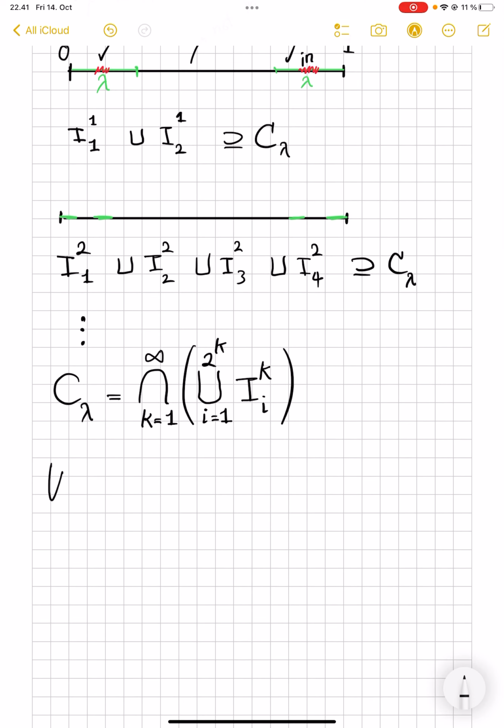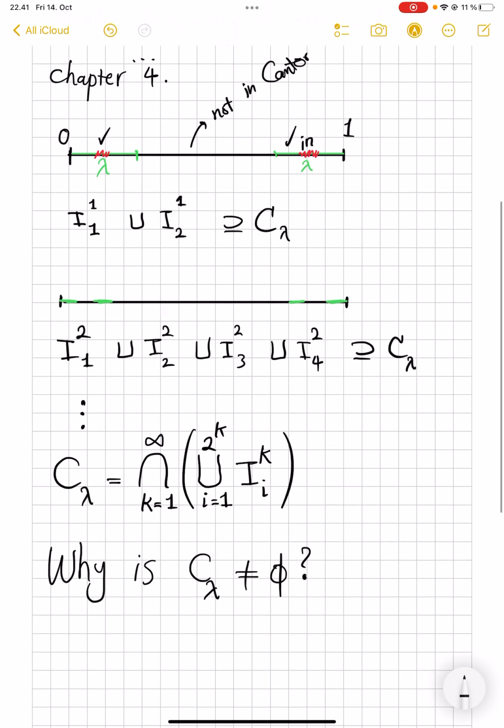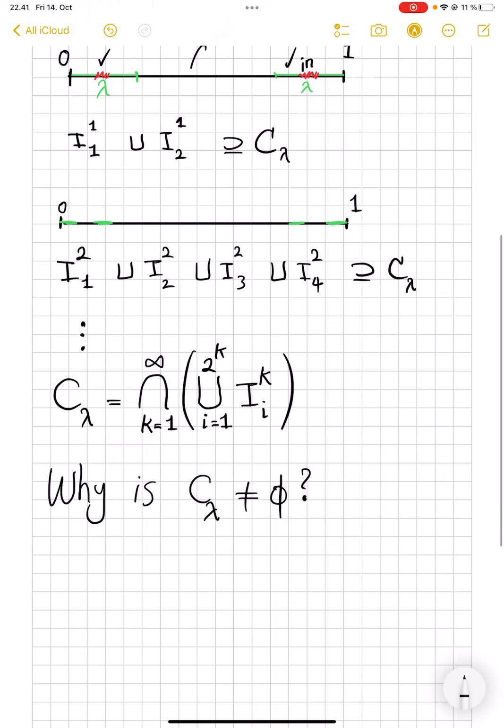A question that one should actually ask first is, why is C lambda not empty? How do you know you will be left with anything? A cheap answer to that is that, well, you have this 0 which remains in every level, and you have this 1 that remains all the time, so at least those 2 points will be in there. But actually Cantor sets are always uncountable.